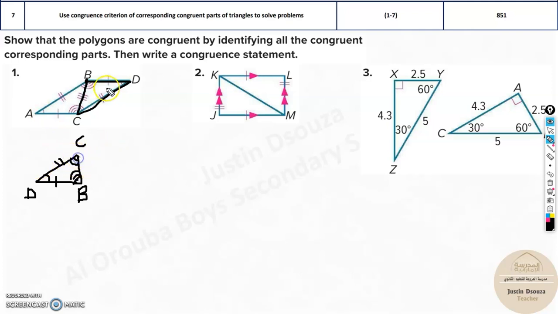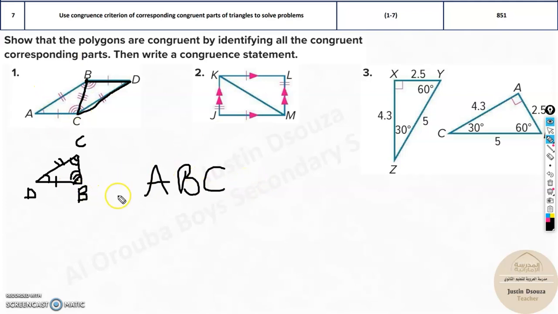So this is how you can find the congruent statement. You can tell A and D are equal, B and C are equal, and C and B are equal. So the congruency statement would be ABC. You can write it any way for the first one.